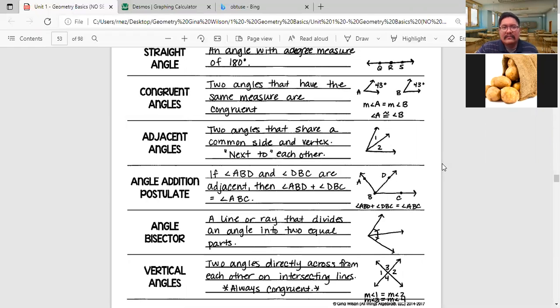All right, so let's move on to the next one, and that would be adjacent angles. An adjacent angle is, well, in this case, angles: two angles that share a common side and vertex. In other words, they are next to each other, which is another way people would describe it. One example of that is behind me, Mr. Moreau's classroom.